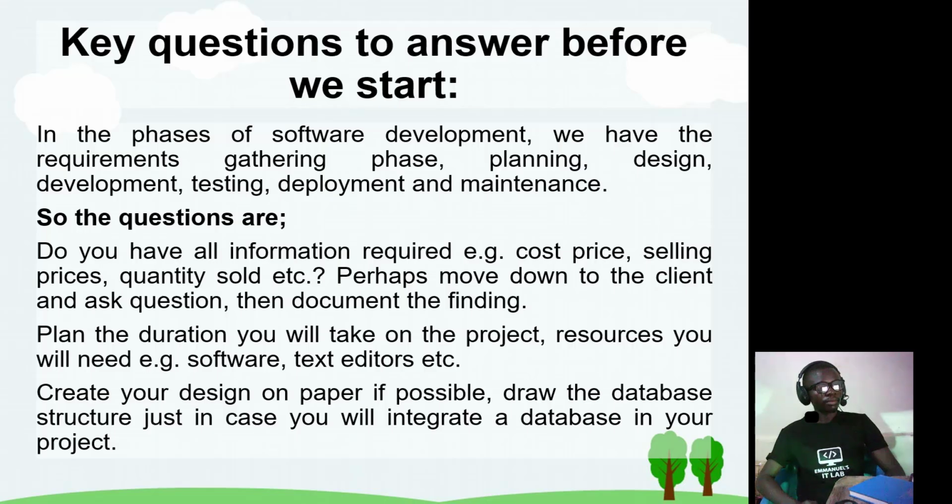Now, in the phases of software development, we have the requirements gathering stage, the planning, design, development, testing, deployment, and maintenance. So the questions are, do you have all the information required before we start this project? So that is an example, the cost price, the selling price. What do you expect to change? Because you can't develop this project expecting it to work for 100 years. You must prospect any changes, so note down the changes.